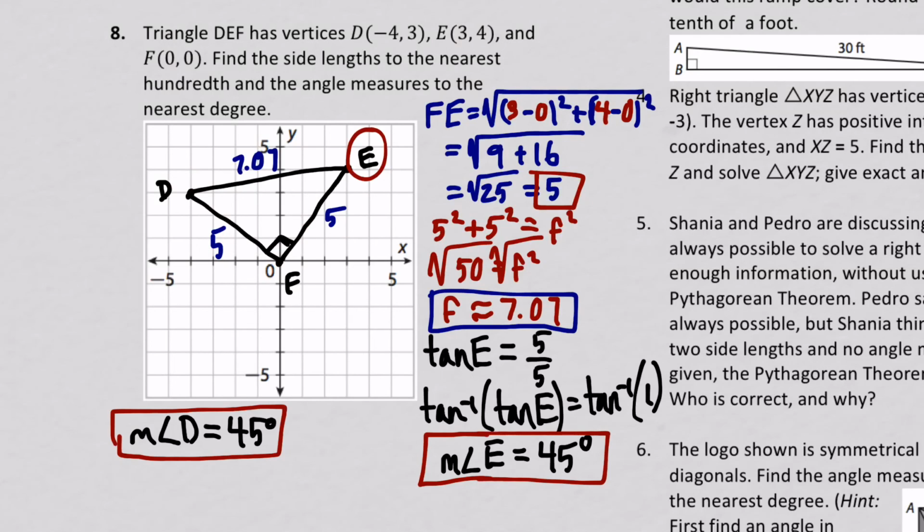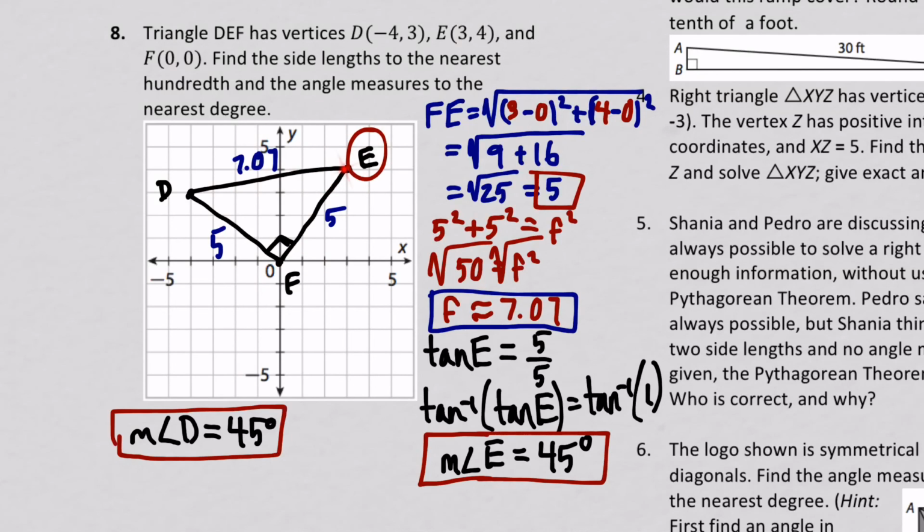Then what I did is I used the Pythagorean theorem to find DE. 5 squared plus 5 squared equals, I call this side f because this is capital F, so that's lowercase f, equals f squared. That means 25 plus 25, so 50, square root of 50, I got 7.07 for f. Okay, so that's that side right there. Now that I had 3 sides, it was time to focus on the angles, so I could find the angles.